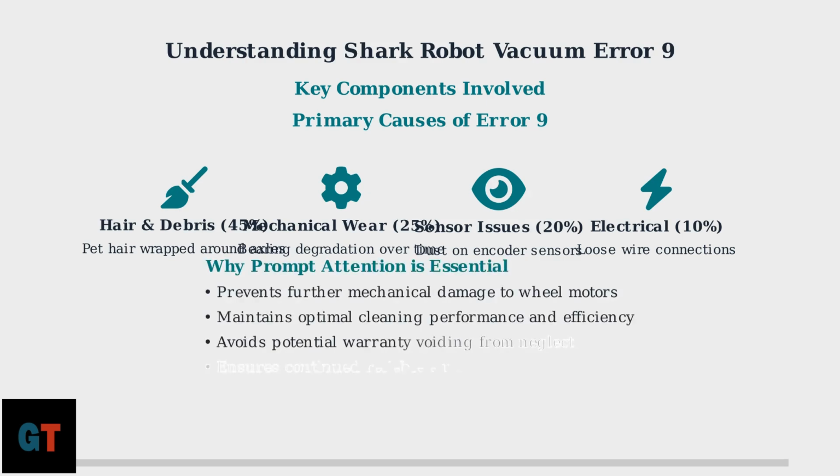Addressing Error 9 promptly is essential for several reasons. It prevents further mechanical damage, maintains cleaning performance, avoids warranty issues, and ensures continued reliable operation of your robot vacuum system.